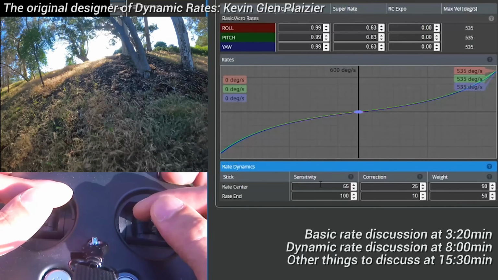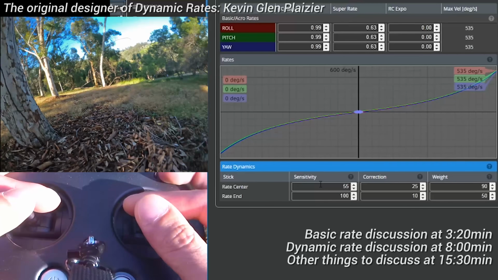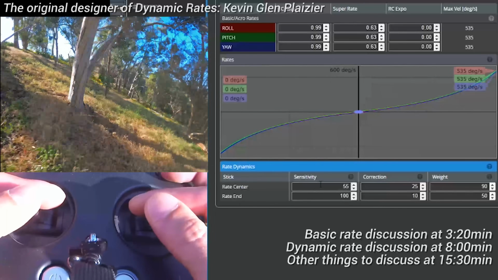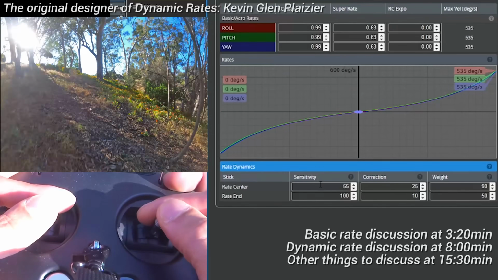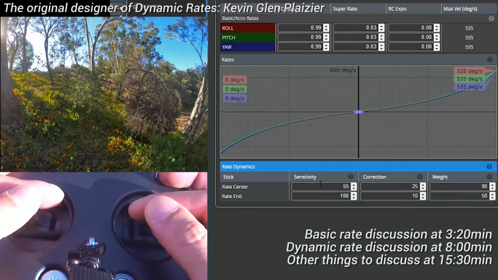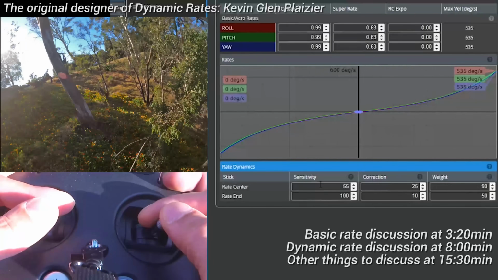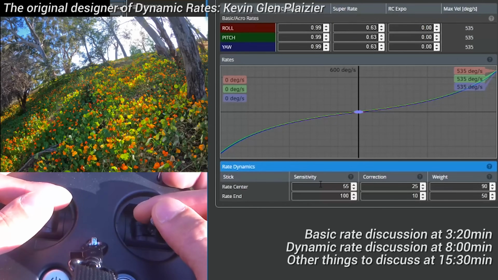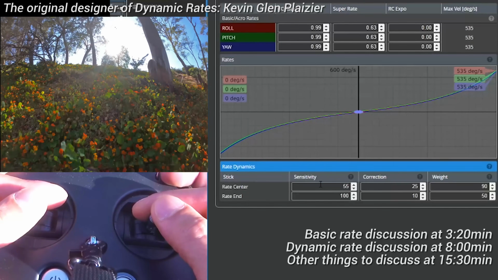And so now let's go back to the sensitivity. This is a Cinewhoop. It flies like garbage, even though I've done so much work to try and make it fly better. It still flies like total garbage, and it's made for slow, docile, squishy, cinematic style flight. And so these numbers are ultra, ultra squishy. I wouldn't run these even on a freestyle quad. I mean, I might run them on a freestyle quad if I'm doing really flowy stuff, but take that into consideration.